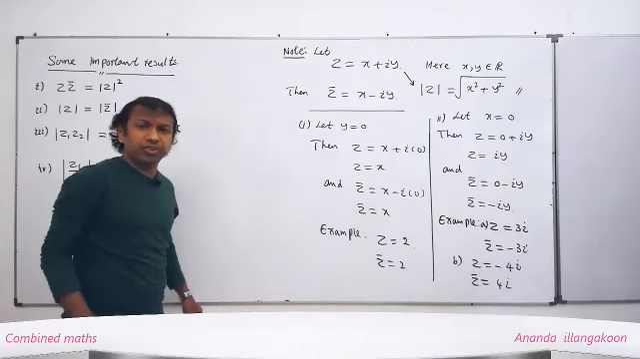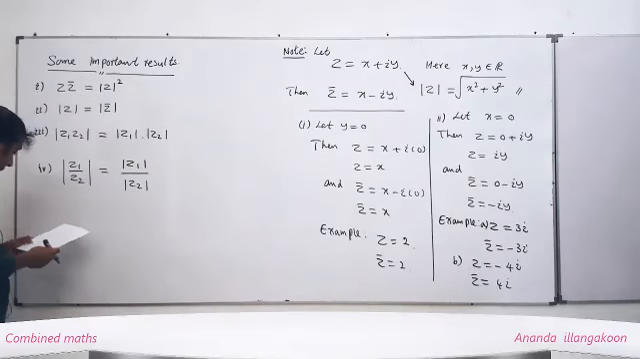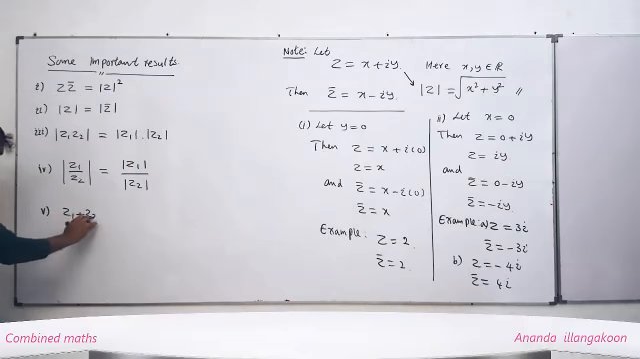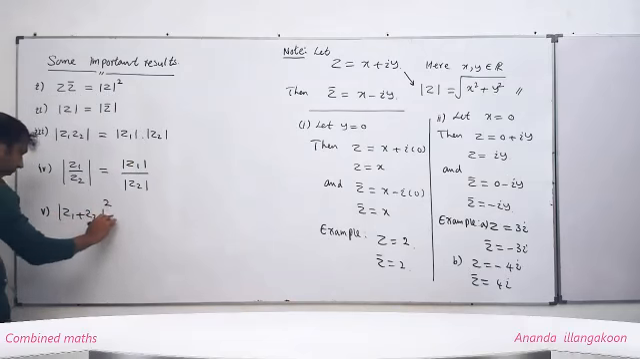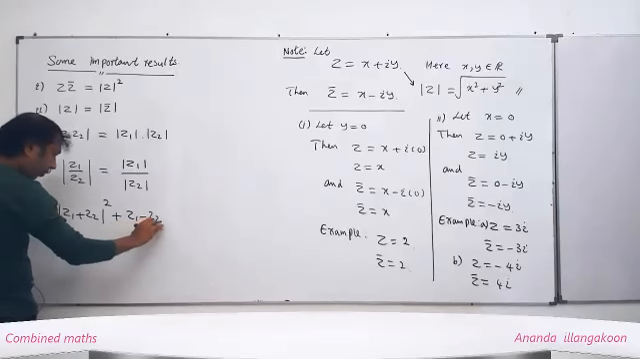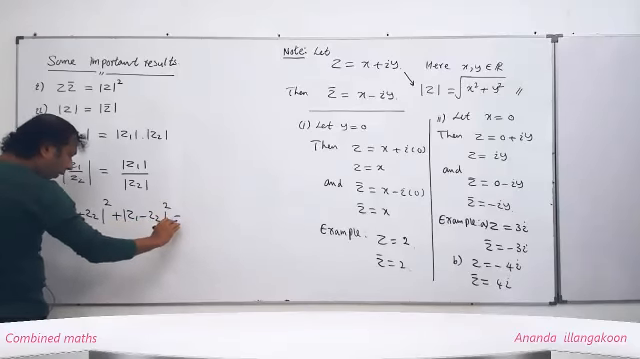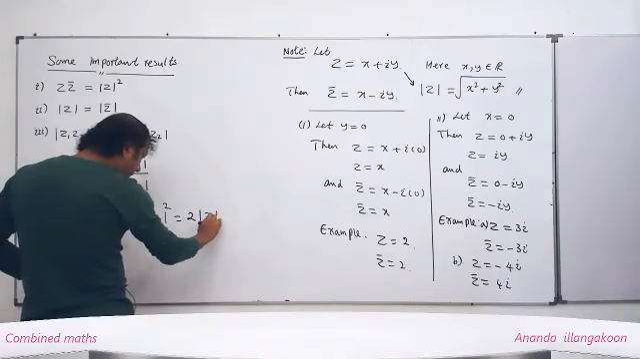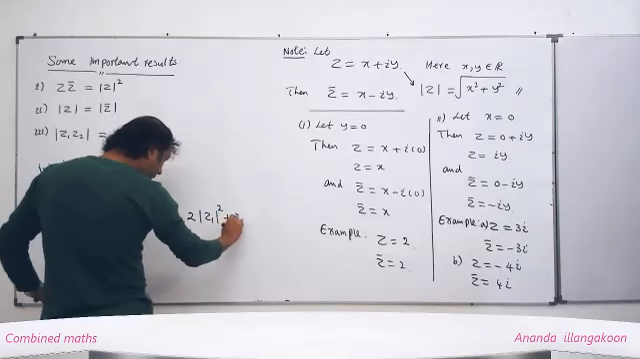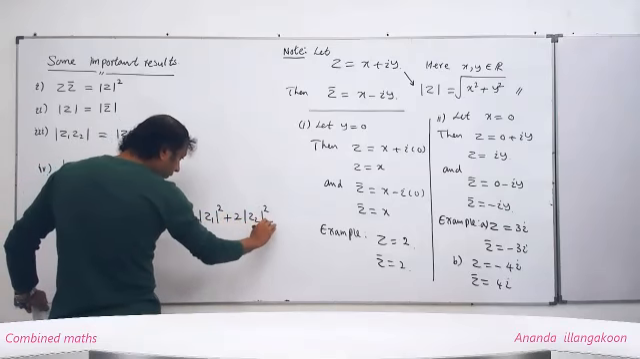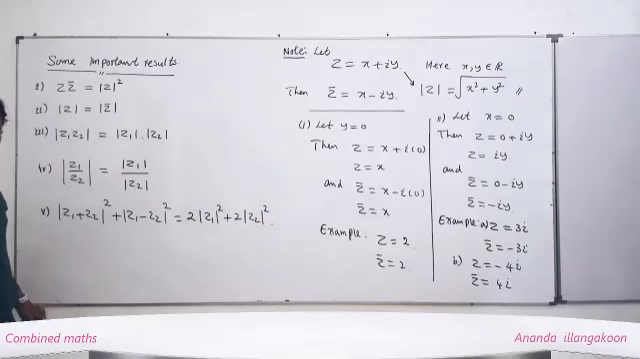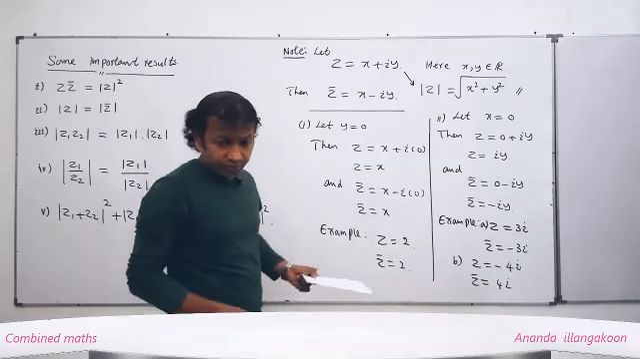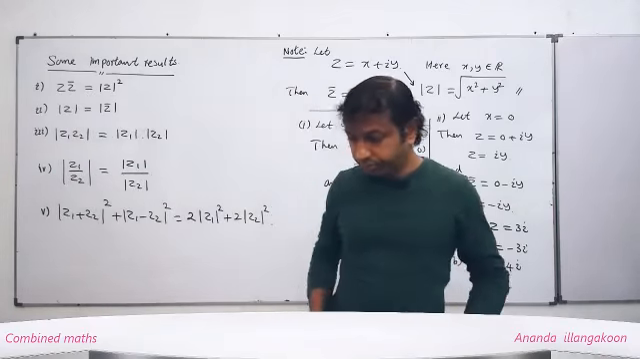These are very important results, right? Okay, the other one is, people, this number 5. The modulus of Z1 plus Z2 perfectly squared plus the modulus of Z1 minus Z2 perfectly squared is equal to this. This is the fifth result. Result number 5.